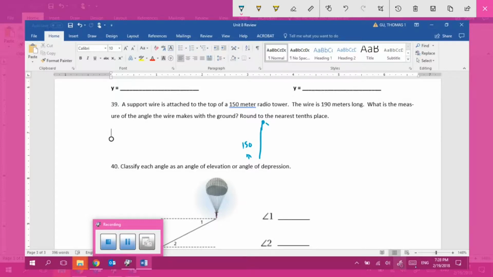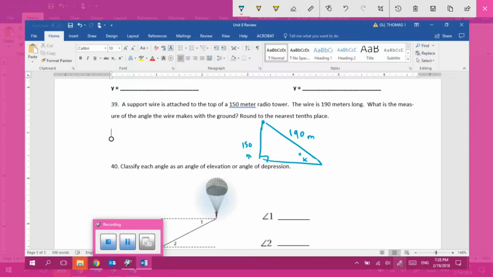That means the wire is something like this, and it is 190 meters. Okay, and they want to know the angle right here. What is that angle right here? So find that angle right there. Okay, so we got 150, 190, and then you're looking for that angle right there. Same as the ones above.